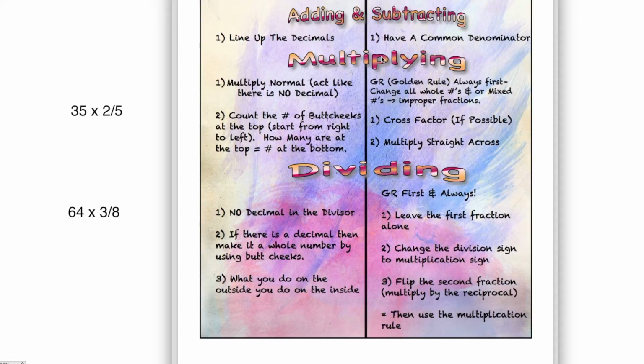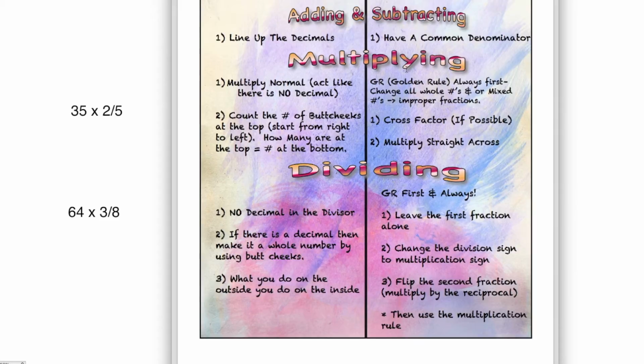Now, when multiplying a decimal, we have two steps. The first step, when multiplying a decimal, you multiply normal, as if there were no decimal. Then you count the spaces using butt cheeks to go from the right side to the decimal. And however many butt cheeks or spaces you have at the top equals the number at the bottom.